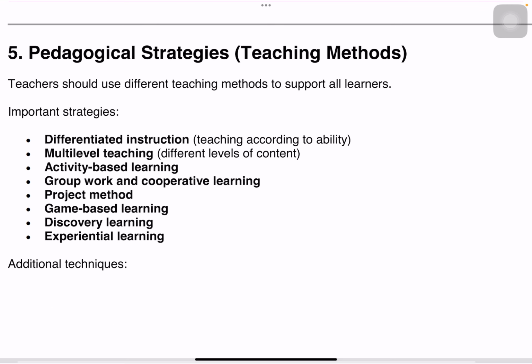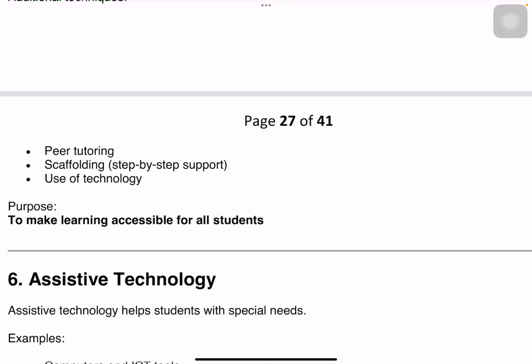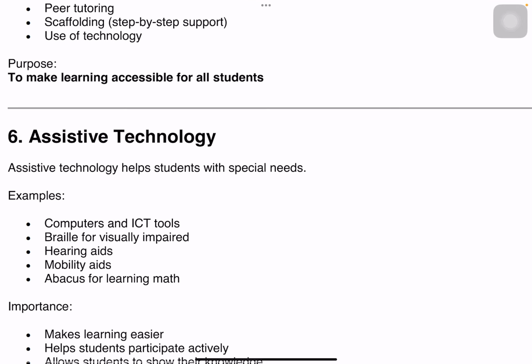Pedagogical strategies, teaching methods. Teachers should use different teaching methods to support all learners. Important strategies: differentiated instruction, teaching according to ability; multi-level teaching, different levels of content; activity-based learning, group work and cooperative learning; project method, game-based learning; discovery learning, experiential learning. Additional techniques: peer tutoring, scaffolding, step-by-step support, use of technology. The purpose is to make learning accessible for all students.